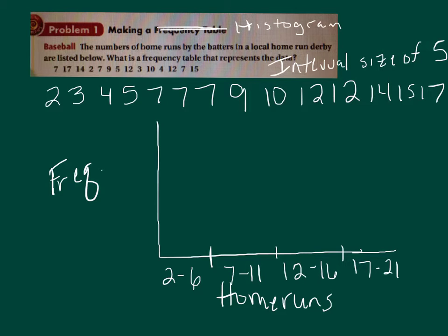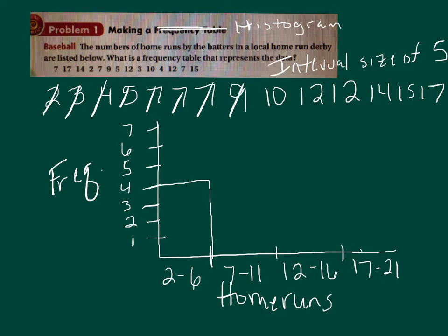All right, so our histogram, 2 to 6, we need to know how many times we have 2 to 6. So I'm going to go ahead and draw some. 1, 2, 3, 4. So, all right, between 2 to 6, we have 1, 2, 3, 4. So I need to draw a line up to 4. Between 7 and 11, I have 1, 2, 3, 4, and 5.